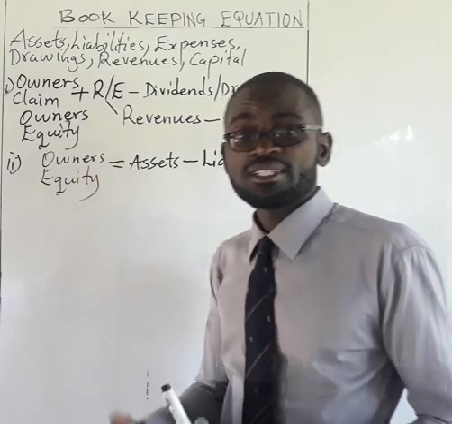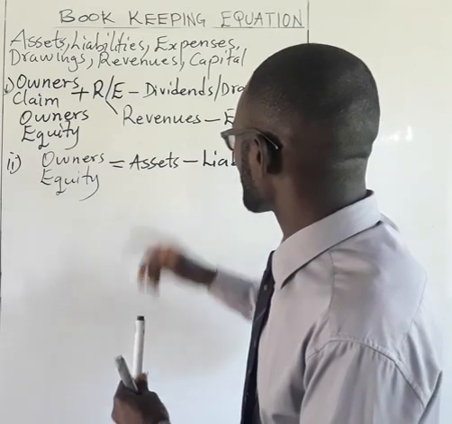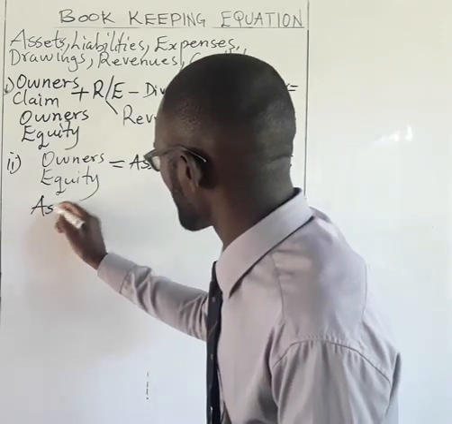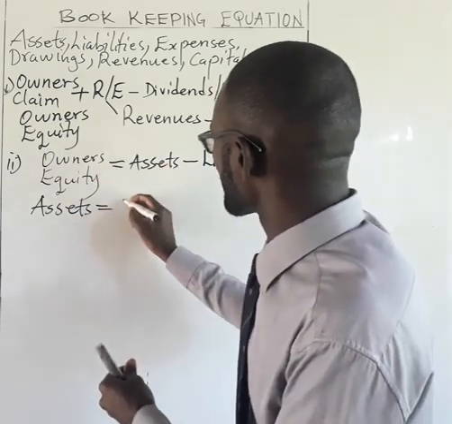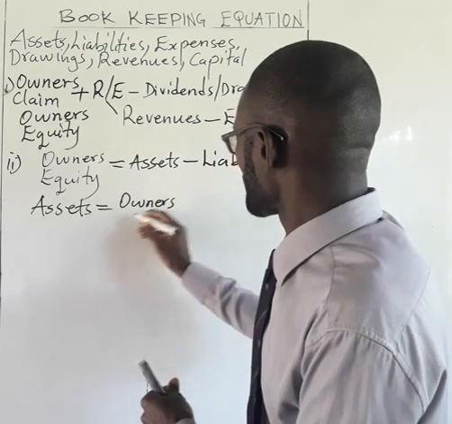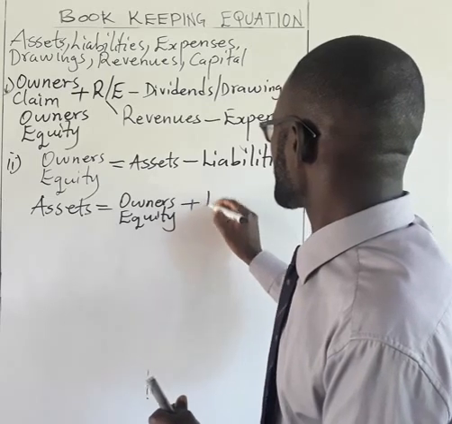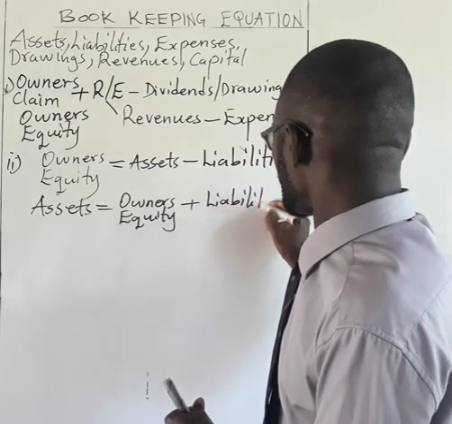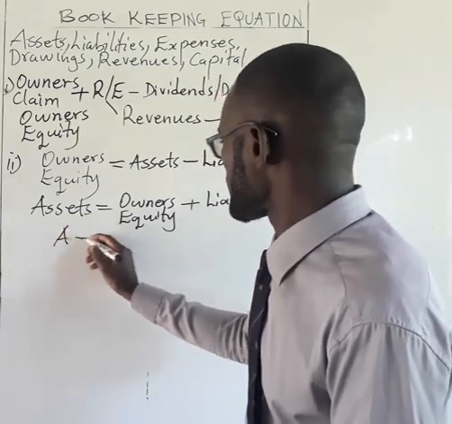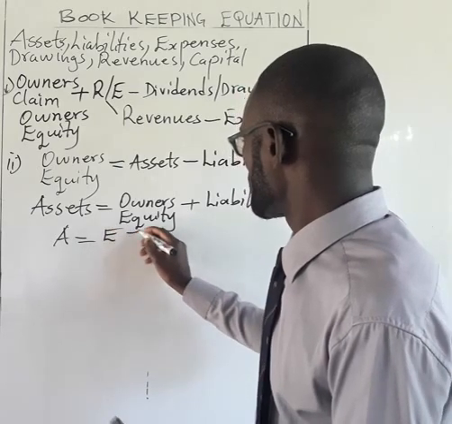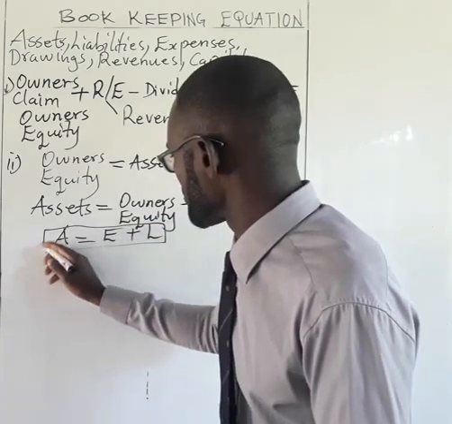In all cases, we are supposed to rearrange such that we have a positive figure. When we arrange all these, we are going to have assets equal to owner's equity plus liabilities when the terms are arranged. Abbreviated as A = E + L, where E is the owner's equity. And this is the bookkeeping equation.